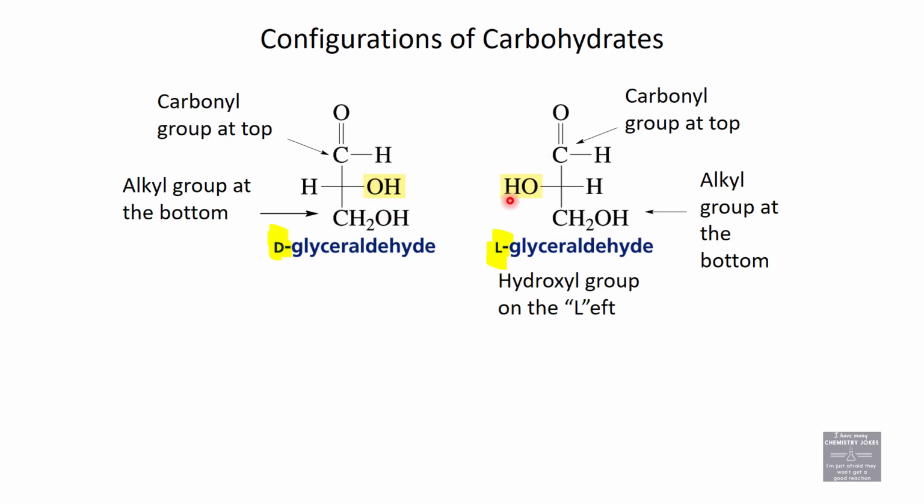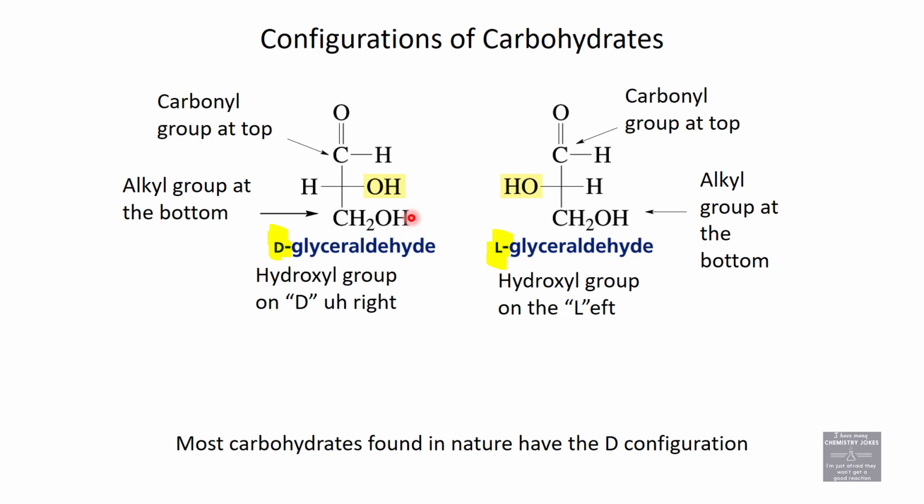If that OH is on the left, we would call this L-glyceraldehyde. If that OH is on the right, we would call it D-glyceraldehyde. D and L are stereochemistry terms, but they're really not universally applicable, or they've become a little bit outdated outside the realm of carbohydrates and amino acids. We'll look at amino acids in one moment.